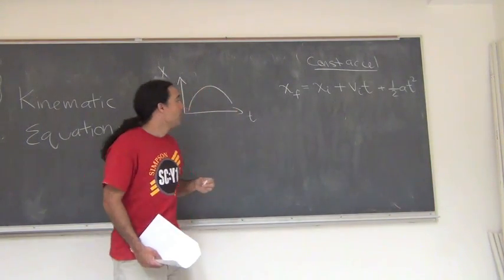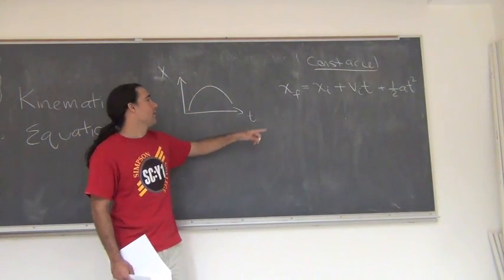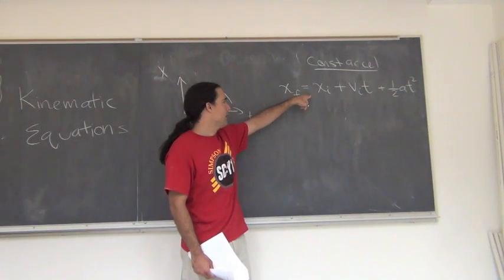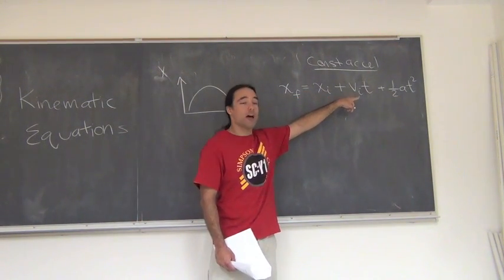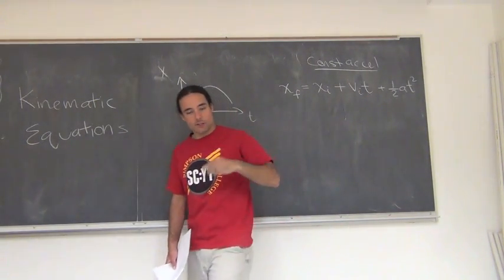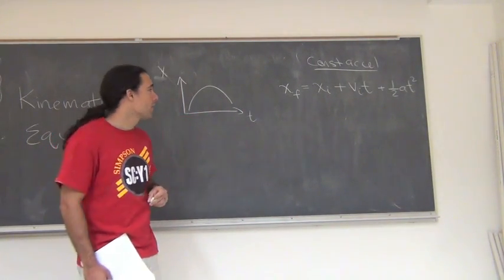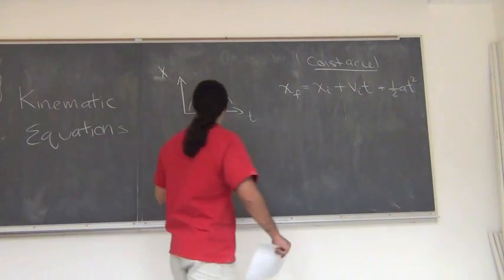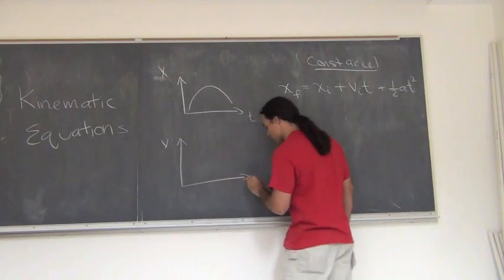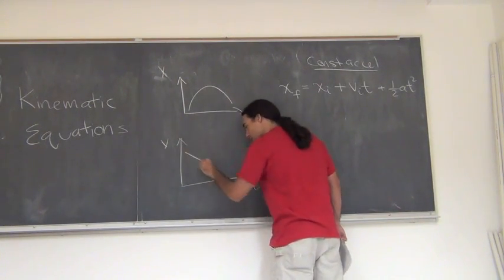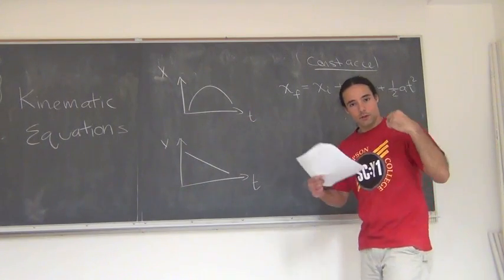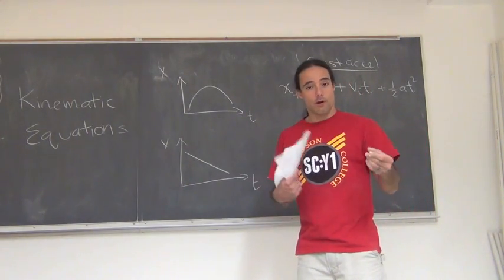So my position as a function of time can be given by my final position, which is equal to my initial position, plus initial velocity times time, plus 1/2 the acceleration times time squared. Now let's look at our velocity versus time curve. Well, in the example we just did, we had a slope that went down like this. We could have a slope that goes up instead. It's just a matter of figuring out what our acceleration is.